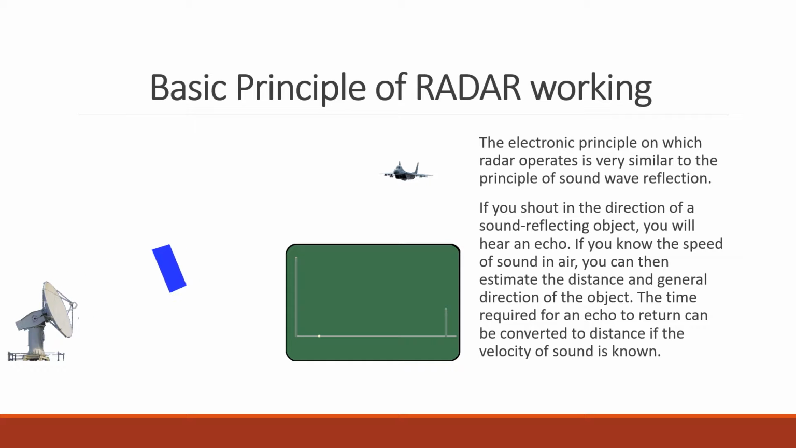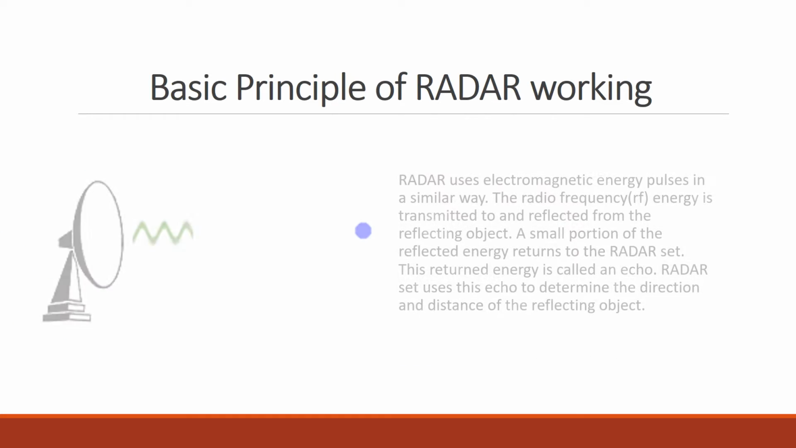Basic principle of a radar working. The electronic principle on which radar operates is very similar to the principle of sound wave reflection. If you shout in the direction of a sound reflecting object, you will hear an echo. If you know the speed of sound in air, you can then estimate the distance and general direction of the object. The time required for an echo to return can be converted to distance if the velocity of the sound is known.